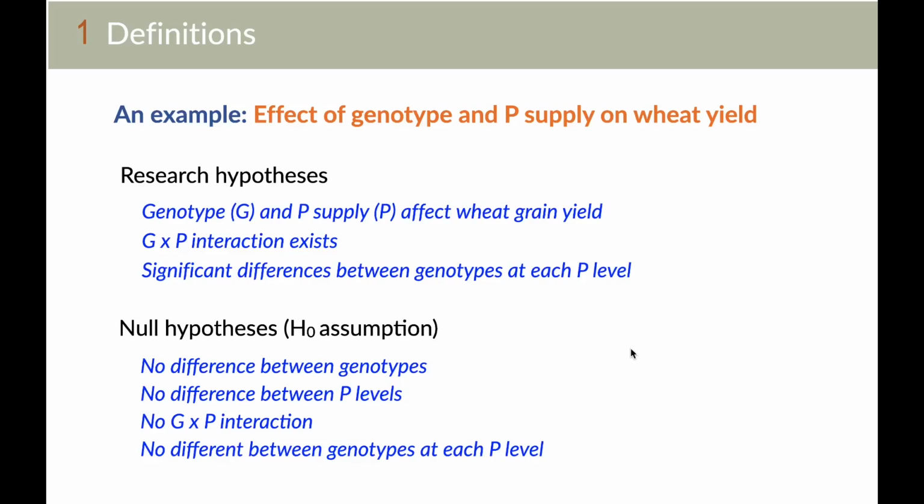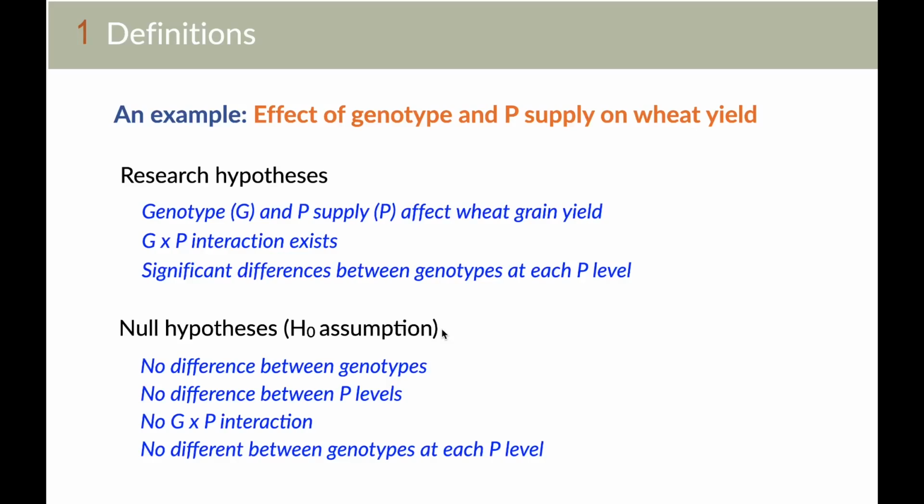First of all, we're going to look at the example of the effect of genotype and phosphorus supply on wheat granule. The research hypotheses for this experiment are: there is an effect of genotype and P supply on wheat granule, there is a significant interaction between genotype and phosphorus, and the last hypothesis is that there are significant differences between genotypes at each phosphorus level.